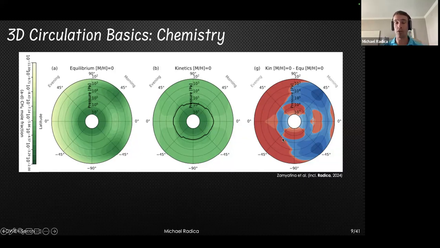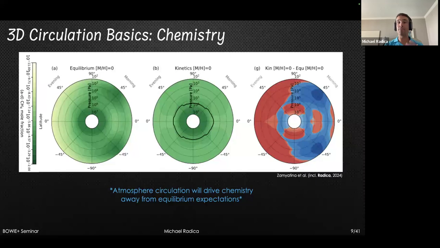And once again, the plot on the right-hand side is showing those differences, where if we allow for that 3D mixing from morning to night, we find much more methane on the evening and less methane on the morning because it's equalizing over the whole planet. So again, another key observational takeaway is that atmospheric circulation is going to drive chemistry away from what we would simply expect with equilibrium chemistry.